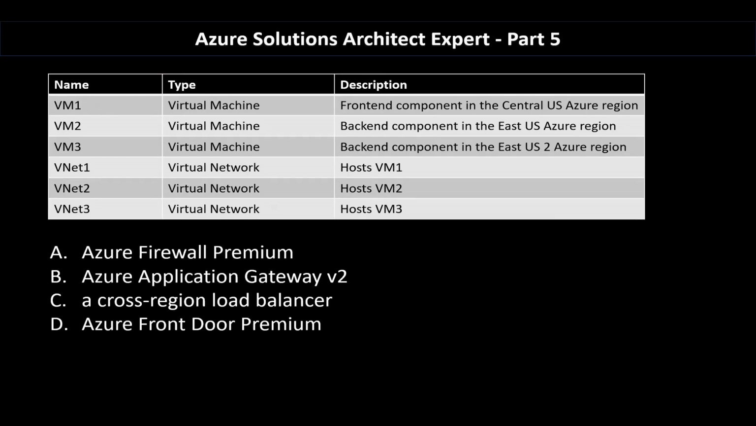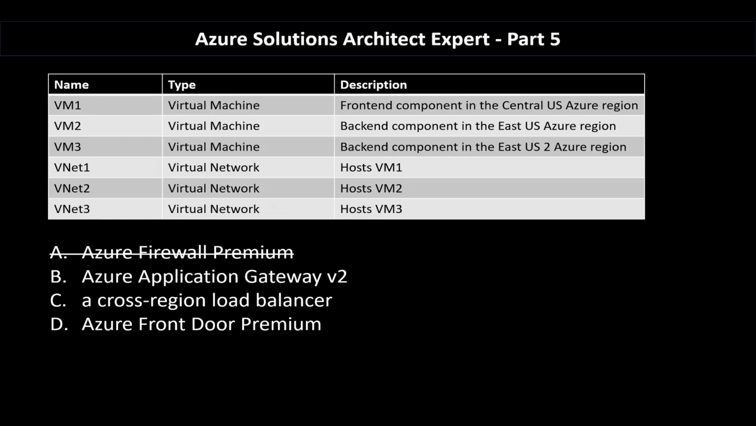Friends, there are several factors that you need to take into consideration while answering this question. First one being requirement is to set up load balancing, so you can automatically rule out option A, Azure Firewall Premium, as it is for managing and filtering network traffic, not load balancing.